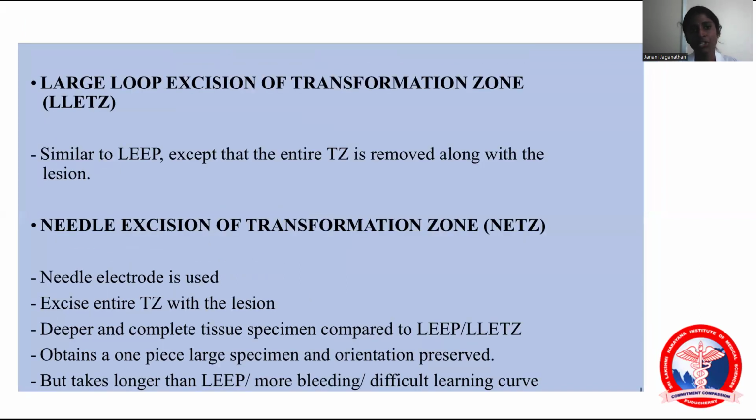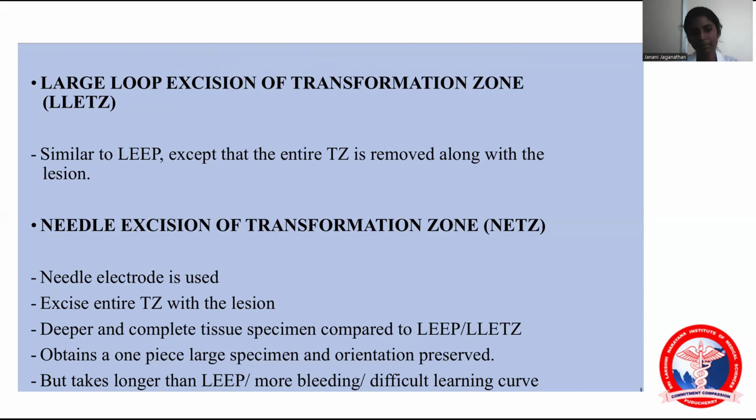Another procedure is large loop excision of transformation zone, otherwise called LLETZ, which is also similar to LEEP, except that the entire transformation zone is removed along with the lesion. The third procedure is needle excision of transformation zone. Here, a needle electrode will be used that will excise the entire transformation zone along with the lesion, giving a deeper and more complete tissue specimen compared with LEEP or LLETZ.